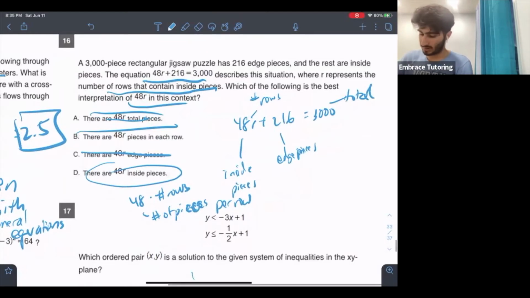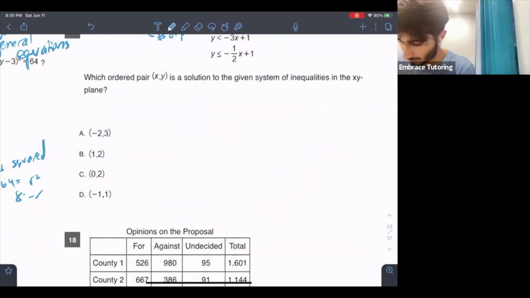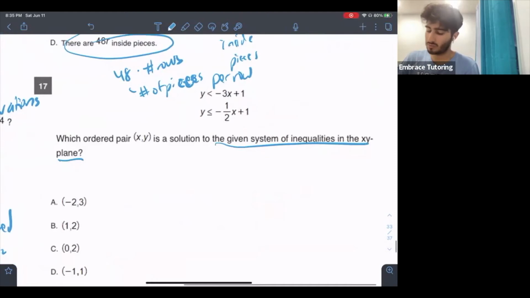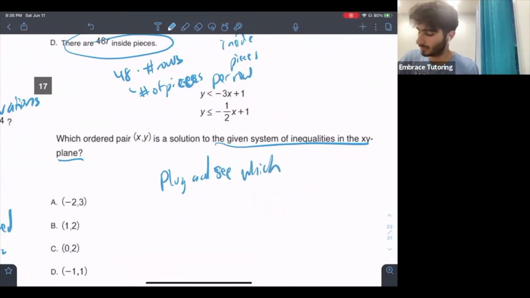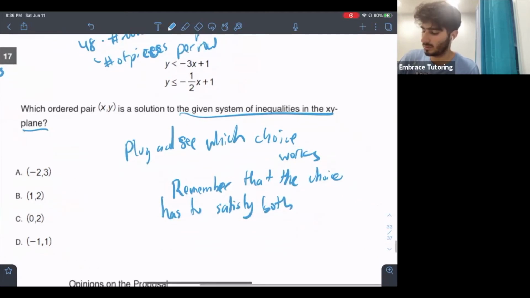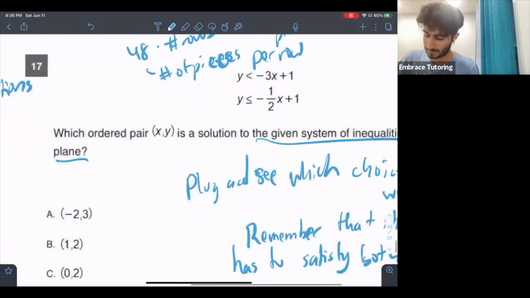Question 17. Which ordered pair x, y is a solution to the given system of equations in the xy plane? So they give you two equations. The best thing I would do is plug and chug. You can plug in and see which choice works. But remember that the choice has to satisfy both equations. Well, let's try our first one, -2, 3.